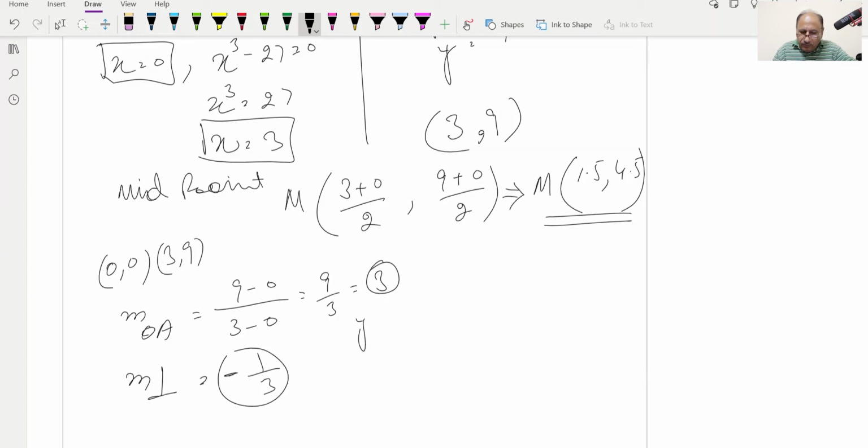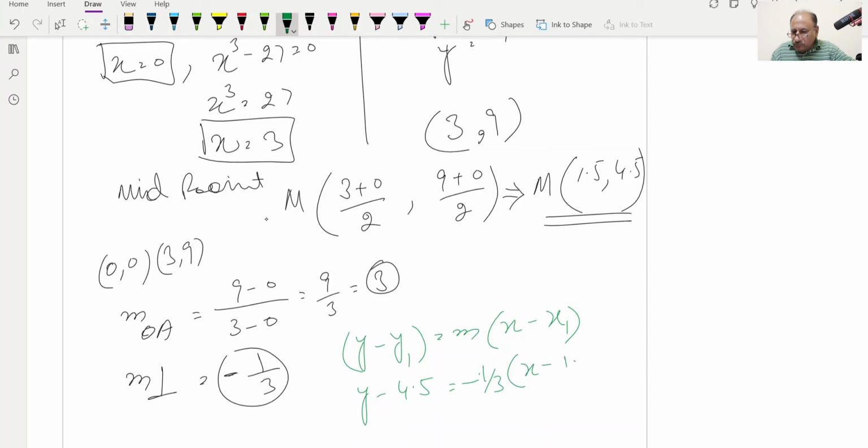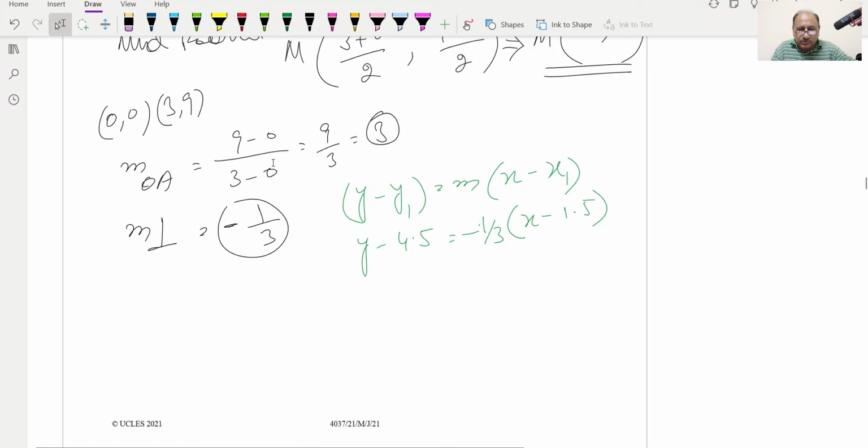So, we can use the equation of a line in point-slope form, and that equation will be what? y minus y1 is equal to m into x minus x1. So we can write y minus y1, meaning 4.5, is equal to m, which is minus 1 by 3, into x minus x1, which is 1.5, and we can further simplify this equation.